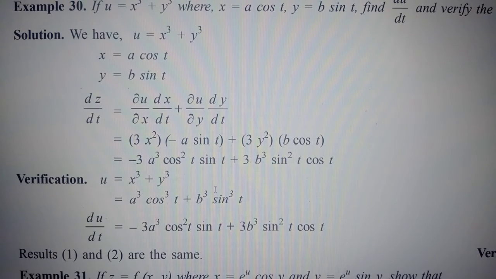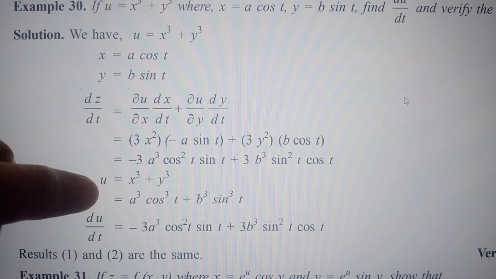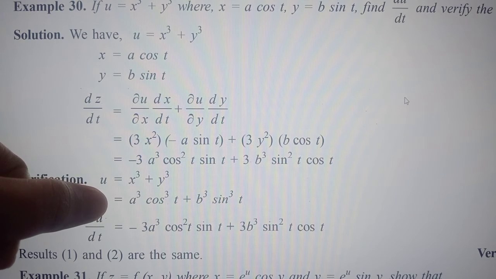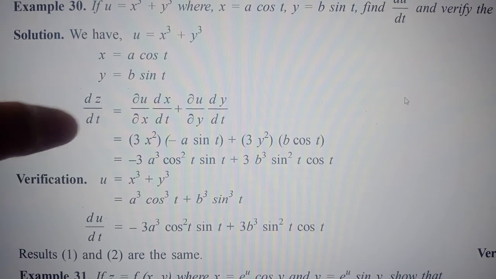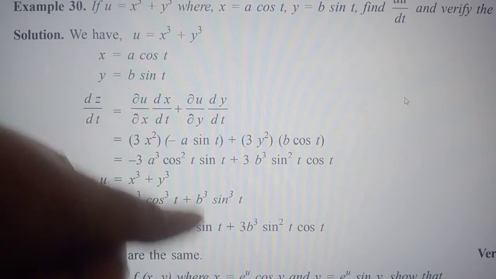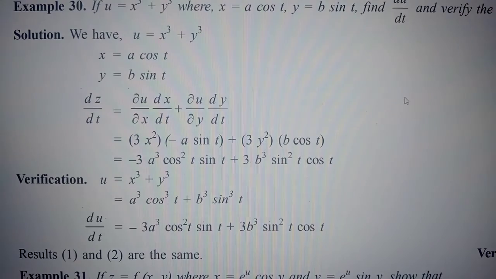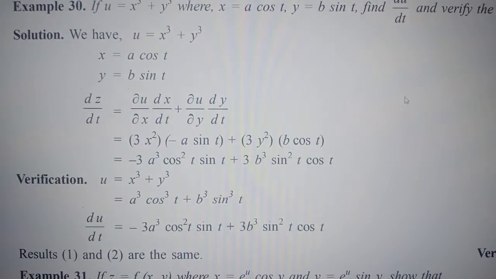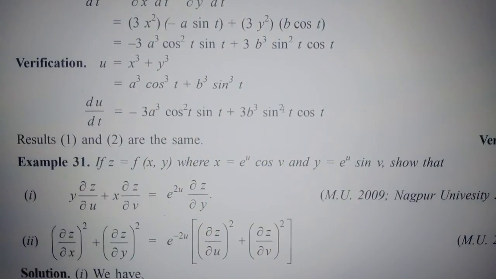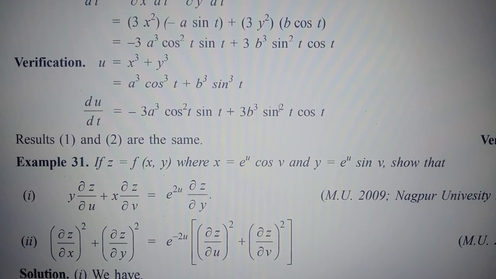So here we can use another method, that is verification. Here we are doing this like this: u is equal to x cube plus y cube. So we are substituting x and y in terms of t, and we are doing the direct differentiation here, that is du by dt, just differentiating with respect to t. So this is all about the total differentiation.